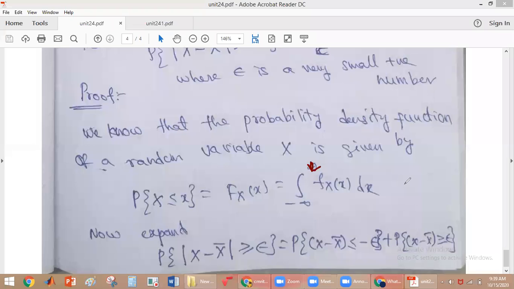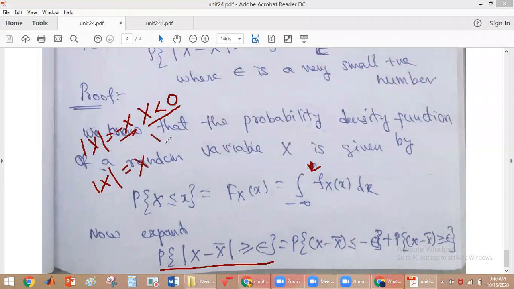Now we expand this term. What is given in the statement of Chebyshev inequality? It is given that probability of mod x minus x bar is greater than or equal to epsilon. So this we will be expanding now. In signals and systems you have studied how to denote mod x. Mod x takes two values depending on x. For negative values of x, mod x will be minus x. Similarly, for positive values of x, mod x will be x, for x greater than 0.